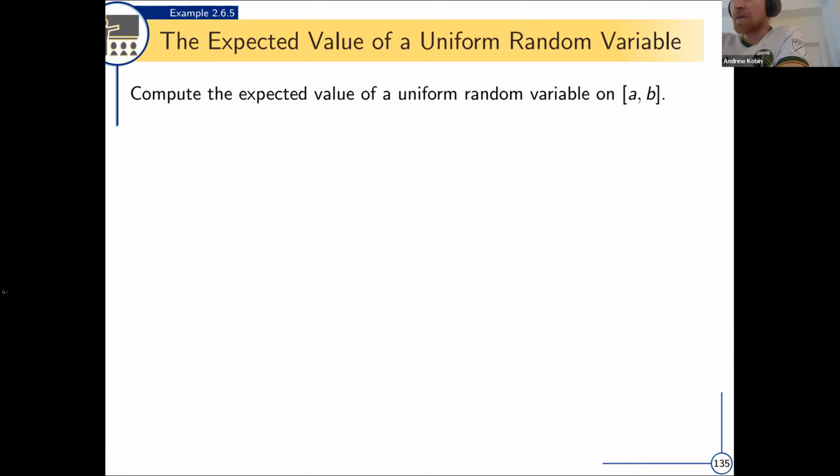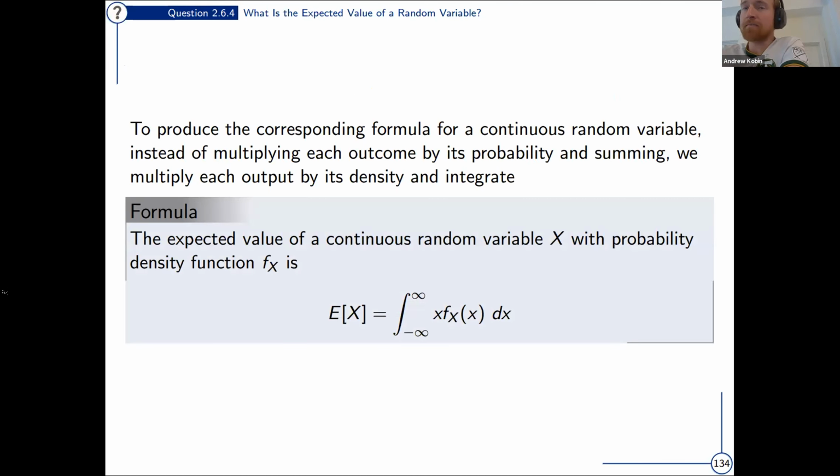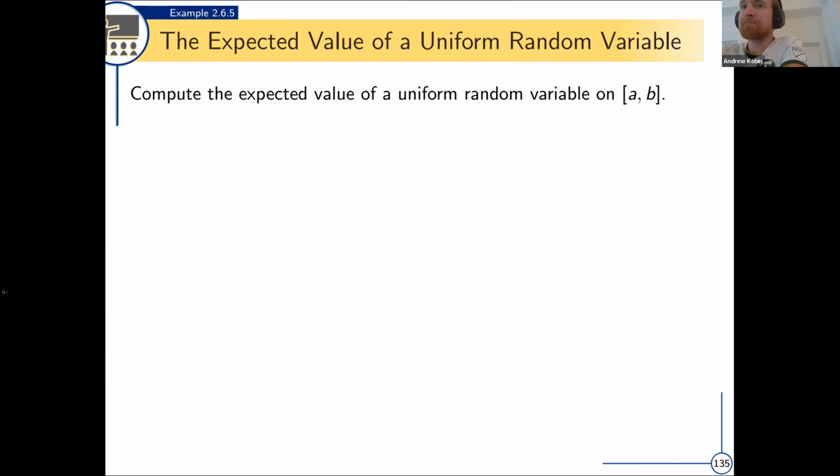I'm going to leave this example as an exercise for you to do. So you should flip back a few slides. You can pause and do this now, or you can do this after the video is done, and compute the expected value, E bracket X, for a uniform random variable on an interval from a to b. I gave you a formula for the uniform random variable's density function in this case, and what I want you to do is compute the expected value using this formula, this potentially improper integral.